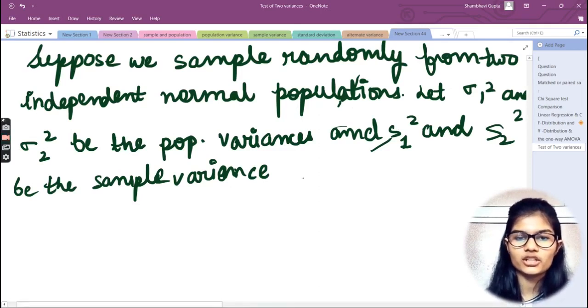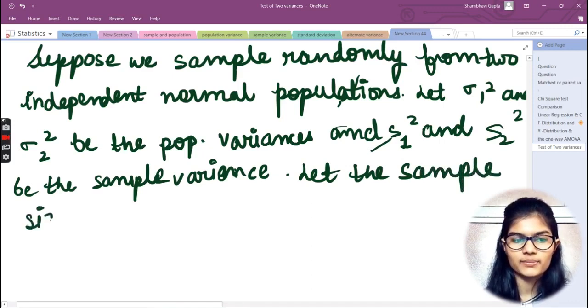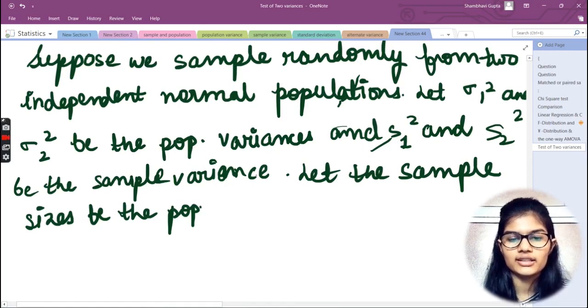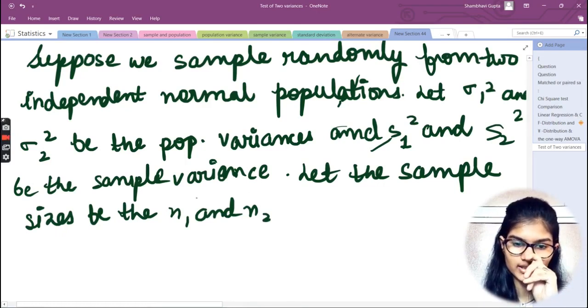Let the sample sizes be N1 and N2. So N1 and N2 are the sample sizes which we have here.